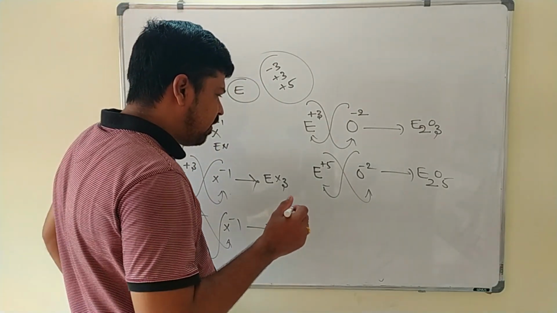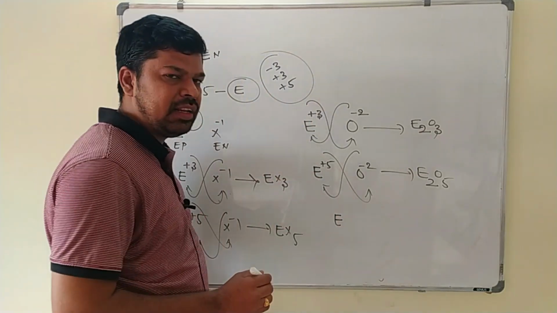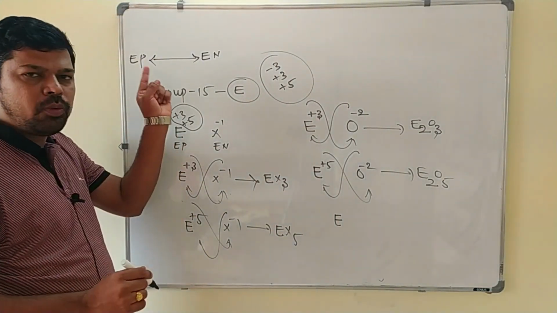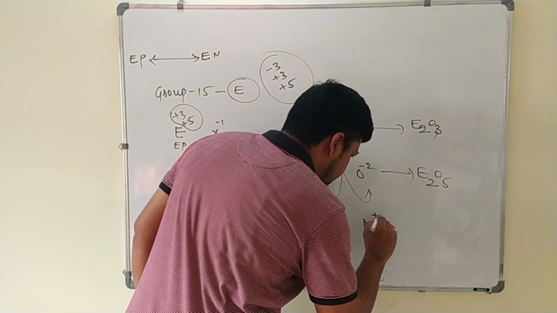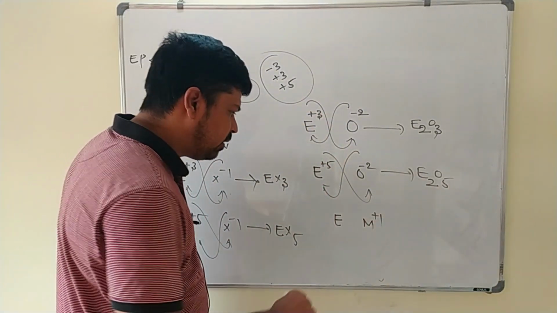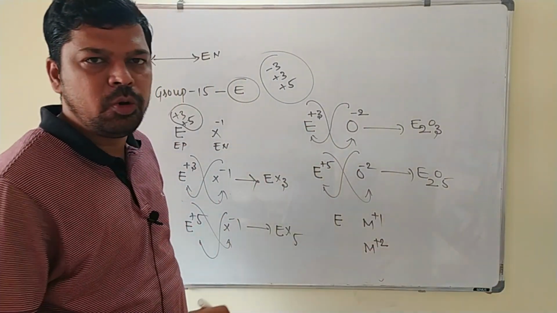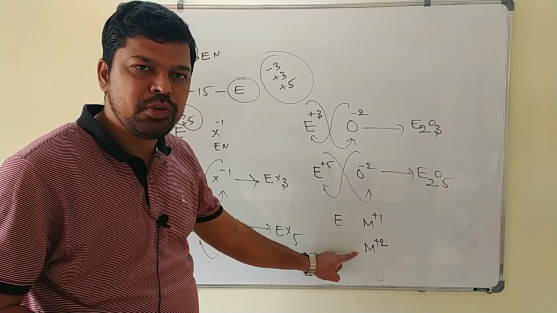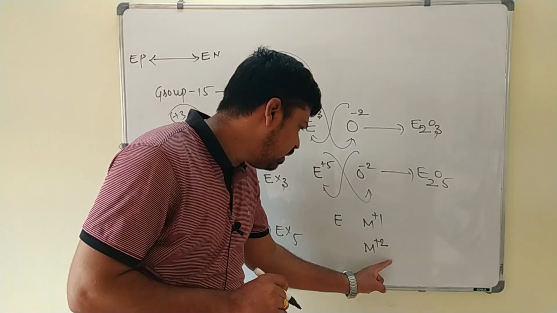Similarly, if I write the reaction of group 15 elements with the metals. What are the metals here? Group 1 and group 2 elements are metals. I will take +1 oxidation state of the metal, group 1, and +2 oxidation state of the metal, that is group 2. Metals being highly electropositive, they will show positive oxidation state, +1 and +2.